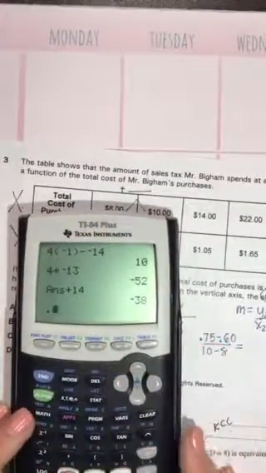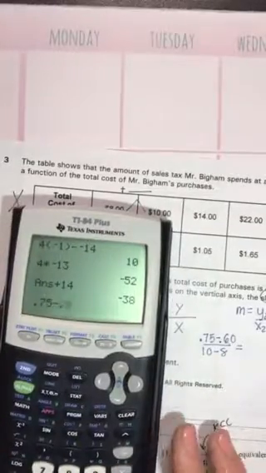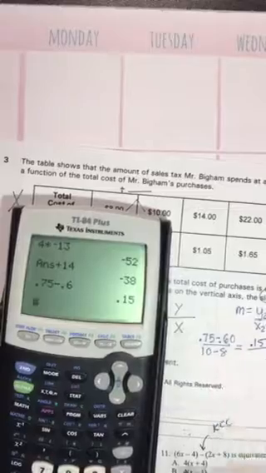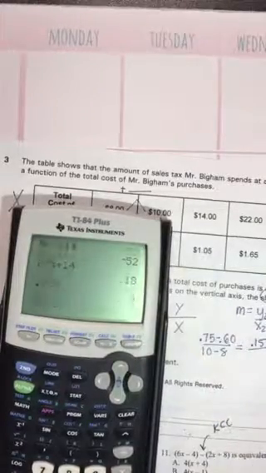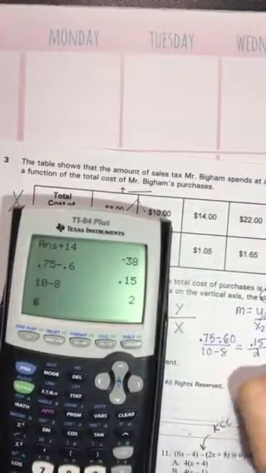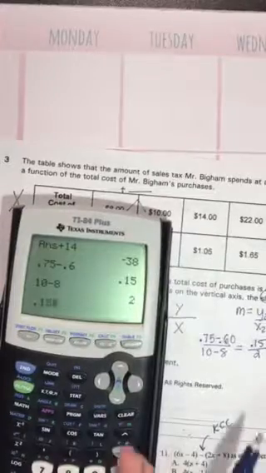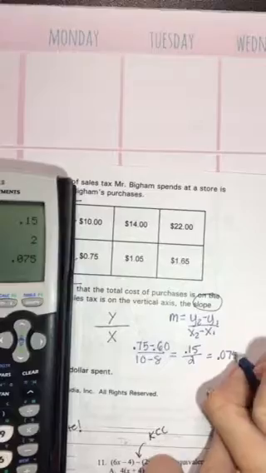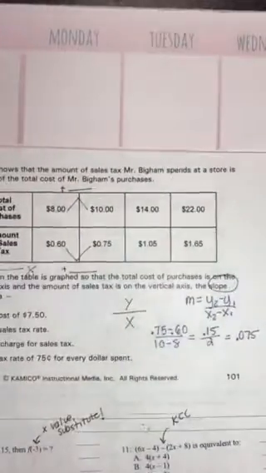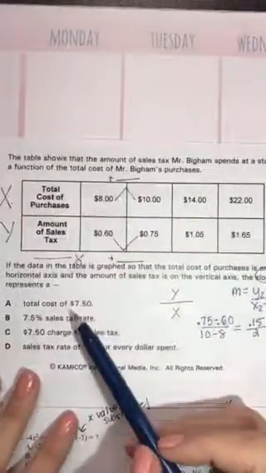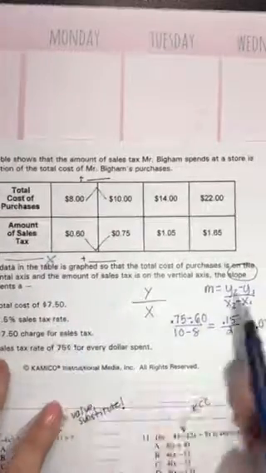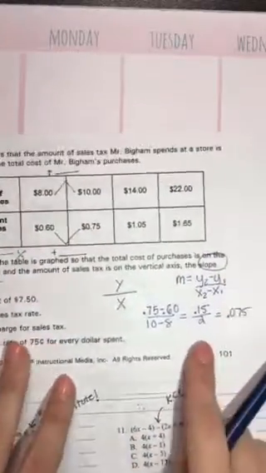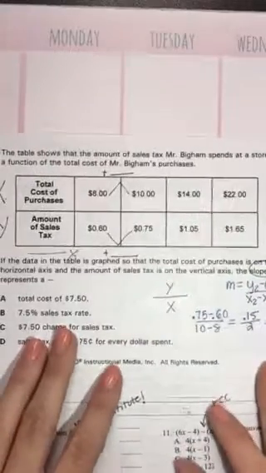0.75 minus 0.6 is 0.15. And then 10 minus 8 is 2. And now we have to divide. 0.15 divided by 2, I get 0.075. So all of these have 7s and 5s, but notice that this is 0.075. So it's like, how do we decide which one is the slope?